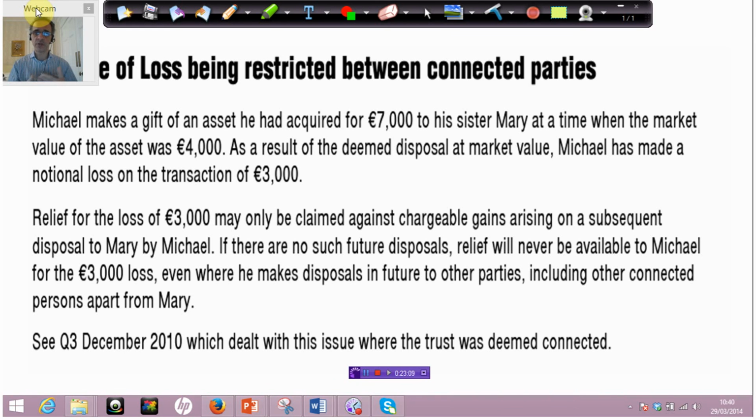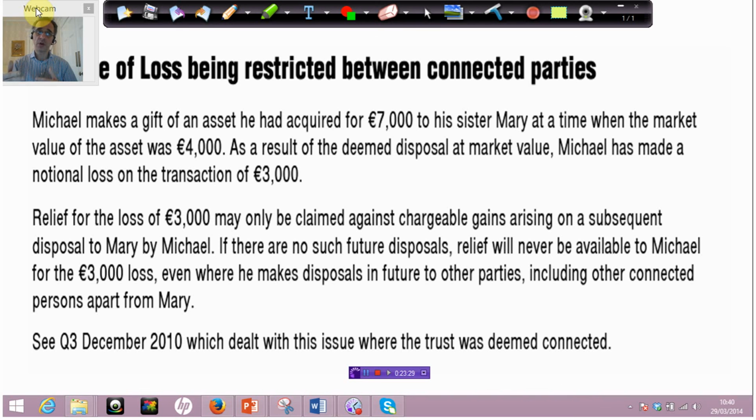Now, we've had to slot in the deemed market value because, again, there's no proceeds. So we have a loss, but here's the twist. What the revenue says is, okay, well, that's now a normal transaction, but as far as we're concerned, because Michael is connected with Mary, they're going to restrict the use of that loss.